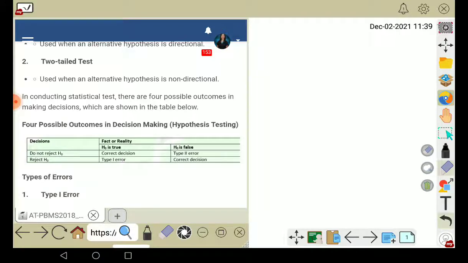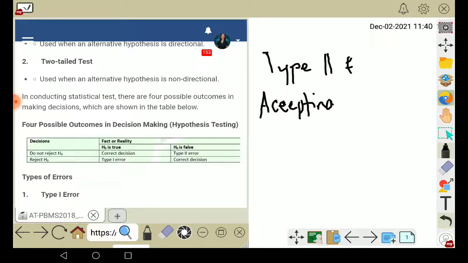Let us make it simple. What is a type 2 error? A type 2 error is accepting, or not rejecting, a false null hypothesis.